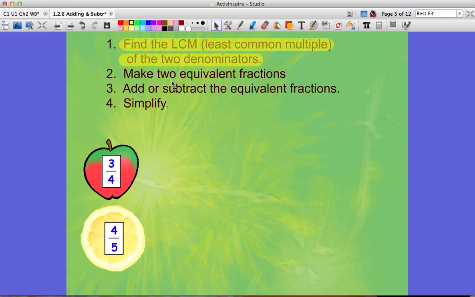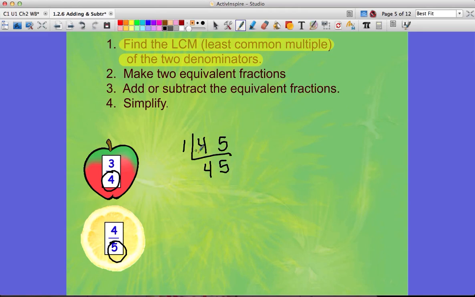When you find the LCM of the two denominators, this will be their least common denominator. So in this case, I have 4 and I have 5. I'm going to use the ladder method because I like to use the ladder method. I think it's a little bit easier. I know that 4 and 5 only have a common factor of 1. 4 divided by 1 is 4. 5 divided by 1 is 5.